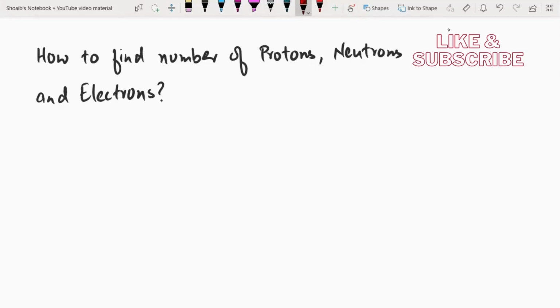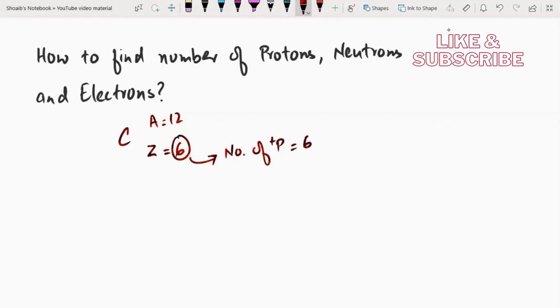We have an element like carbon, and carbon has mass number A 12 and atomic number Z 6. By the definition of atomic number, the atomic number is the number of protons. It means the number of protons represents the atomic number. So these six particles represent the positive charges, the protons. So the number of protons in a carbon atom is 6.